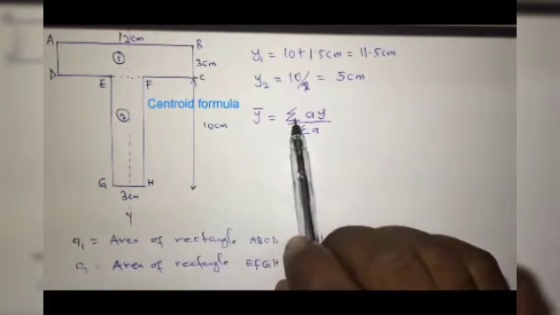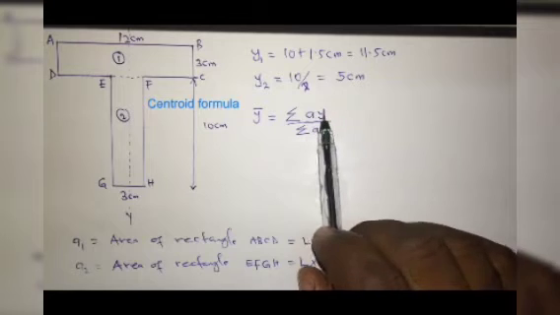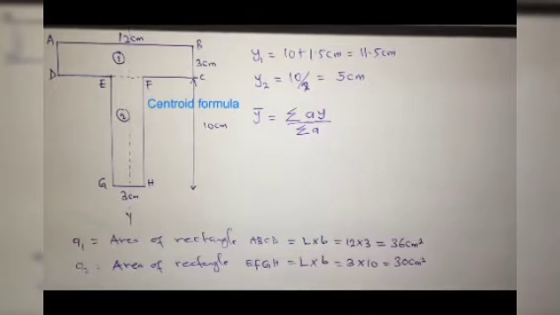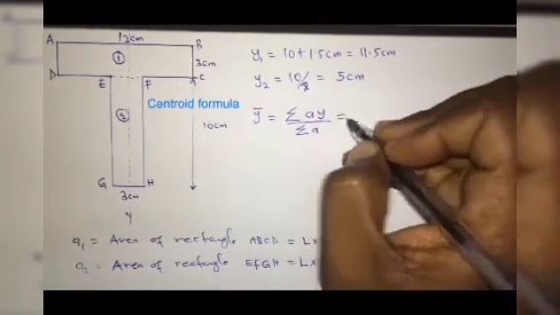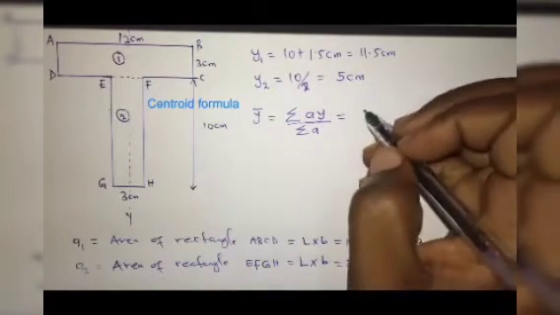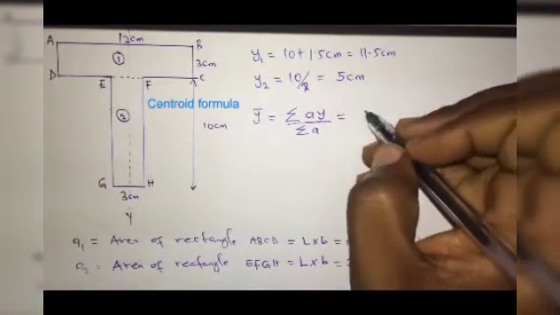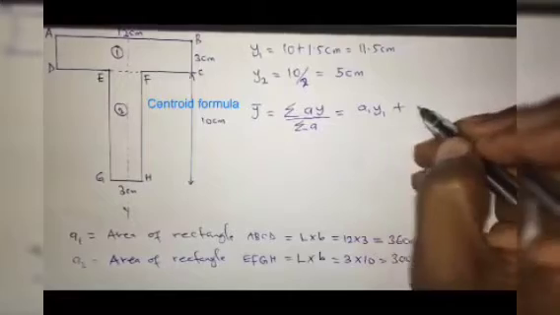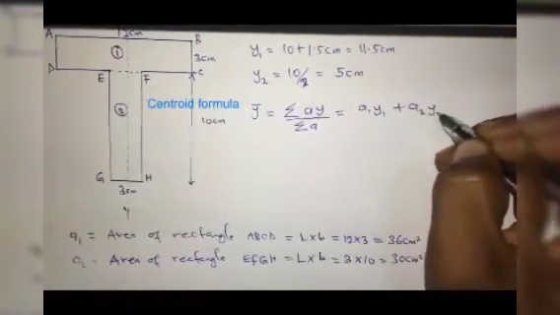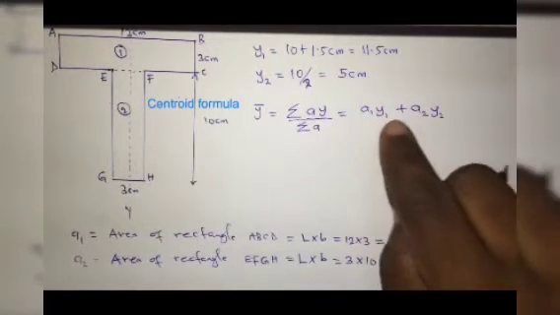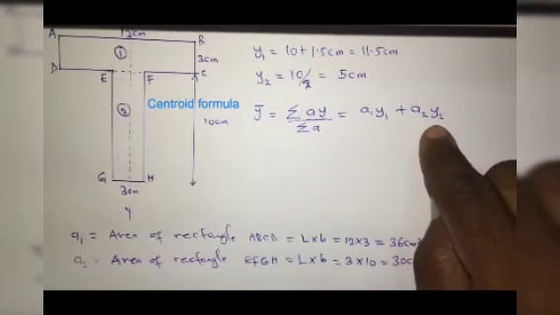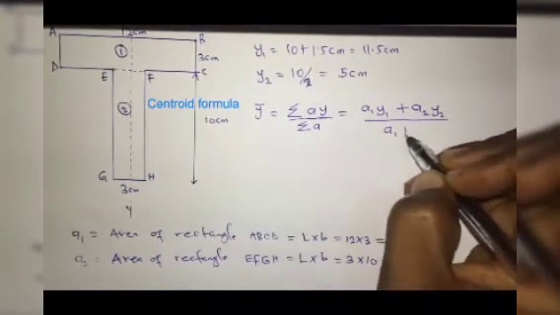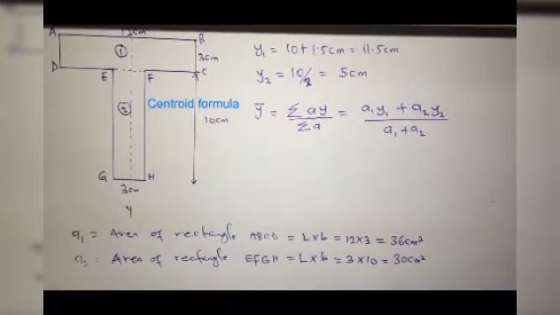So the summation of AY is equivalent to A1 times Y1 plus A2 times Y2, all over A1 plus A2. So when you substitute the values here, that's 36 times 11.5 plus 30 times 5 centimeter, all over 36 plus 30.